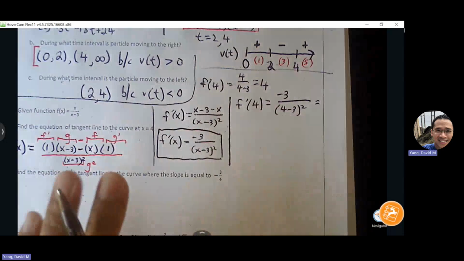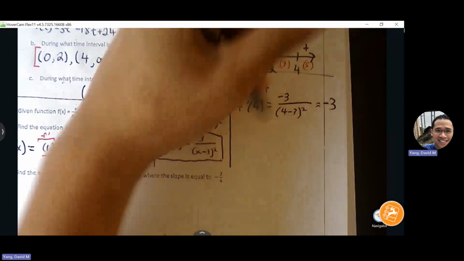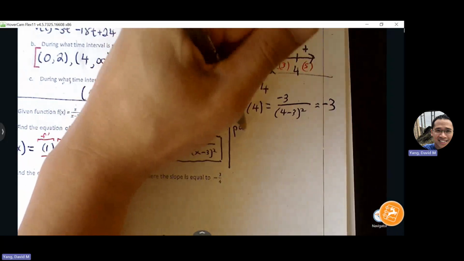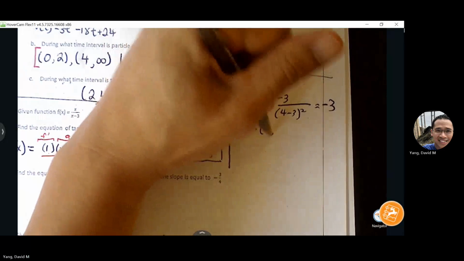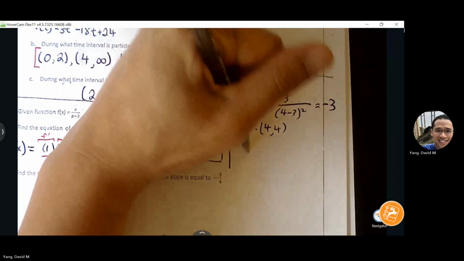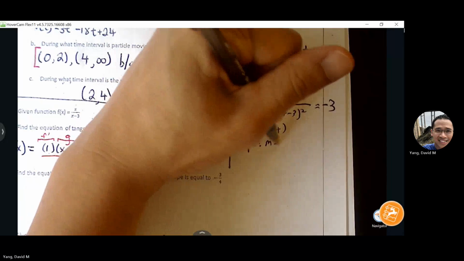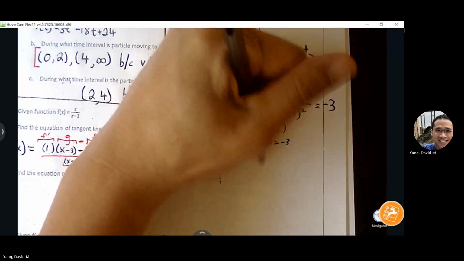So -3 over 1 squared is -3. So we have everything that we need. We have our ordered pair. We have our slope. And then point slope form.